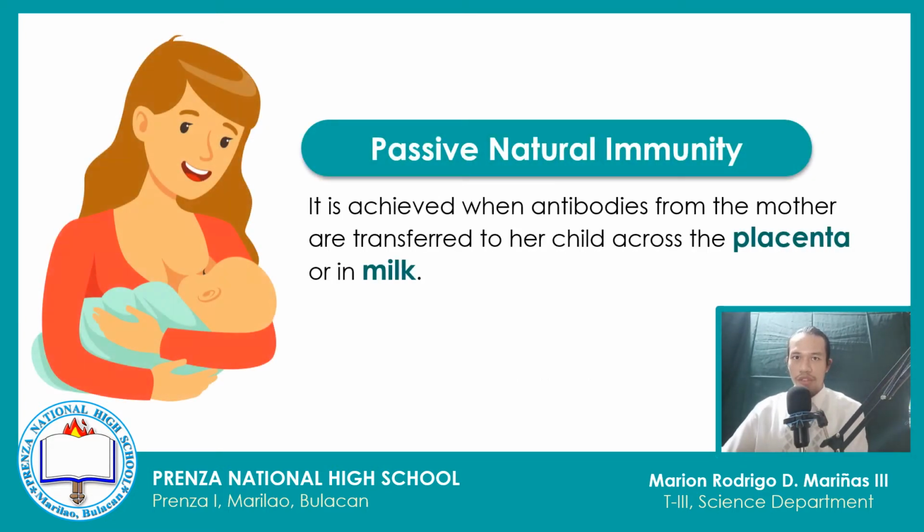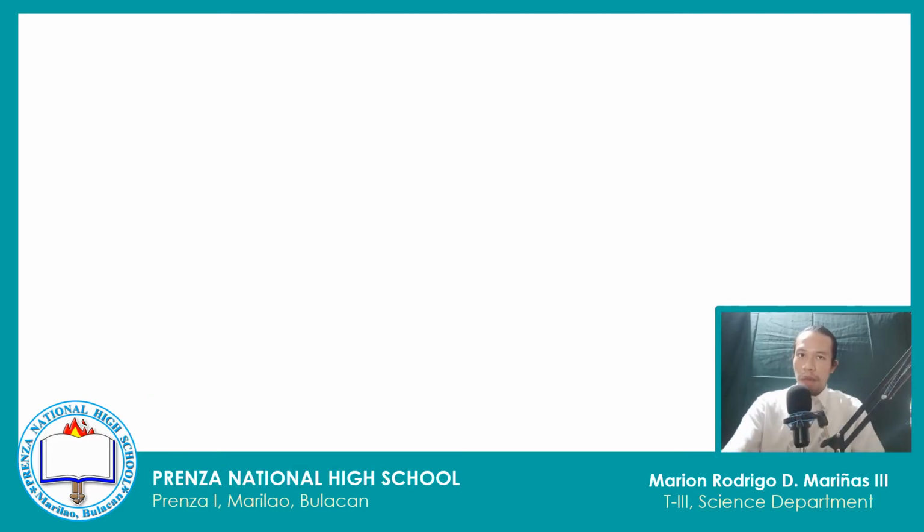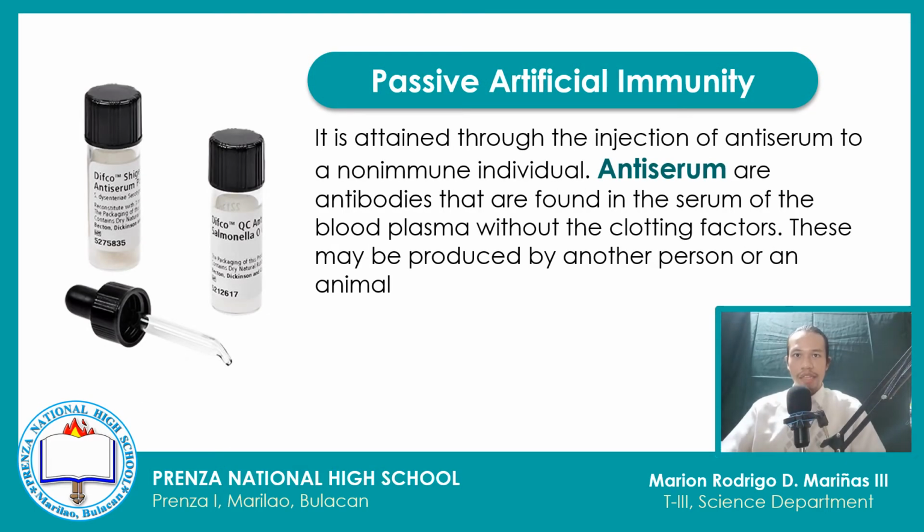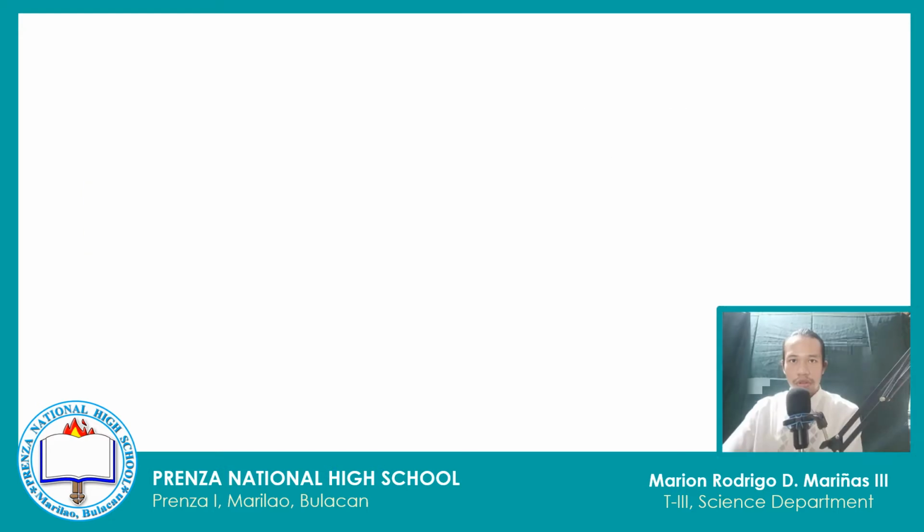For passive natural immunity, it is achieved when antibodies from the mother are transferred to her child across the placenta or in breast milk. For passive artificial immunity, it is attained through the injection of antiserum to a non-immune individual. Antiserum are antibodies that are found in the serum of the blood plasma without the clotting factors. This may be produced by another person or an animal.